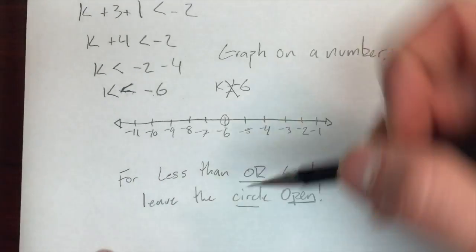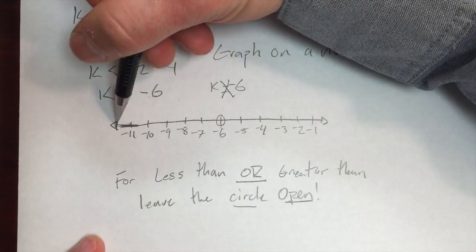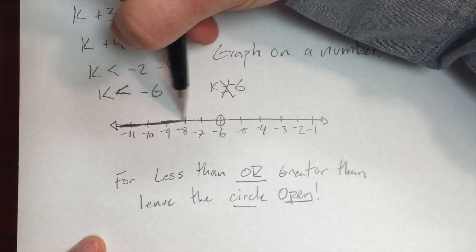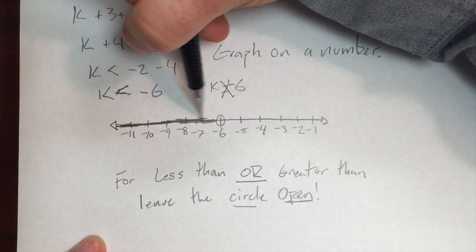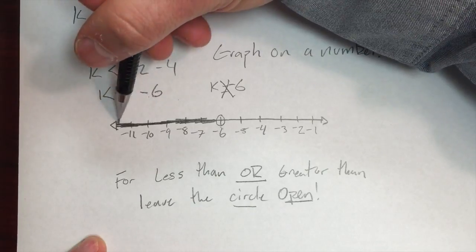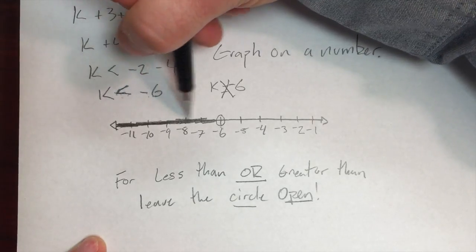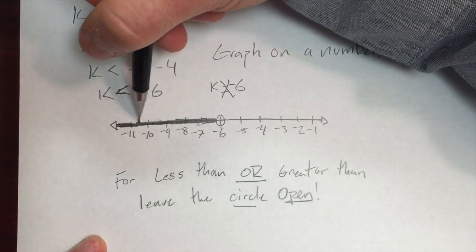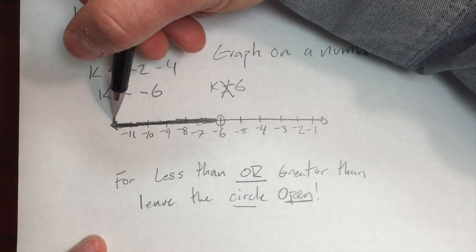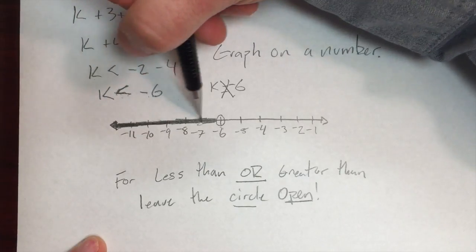So I'm going to shade in the left side of the circle, going down the number line. Number lines don't have to be neat. They just have to serve the purpose of the graph here. So we're graphing on a number line.